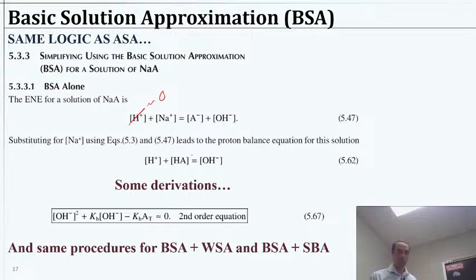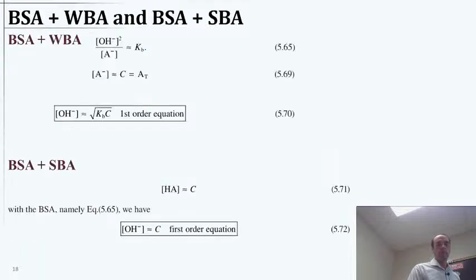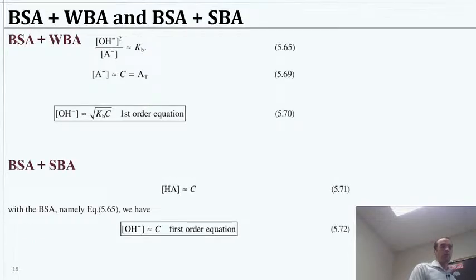Okay, we did a proton balance equation there. So I'm going to skip some of these derivations. The book has more to say about it, but we can get it, and it looks a lot like what we had with the ASA, that second order equation there. Okay, same process if we do the BSA and weak base approximation.